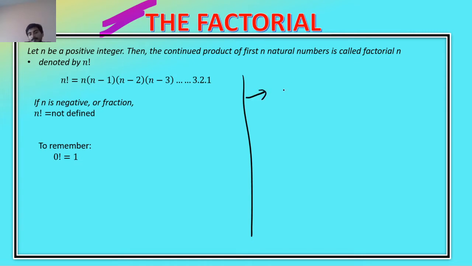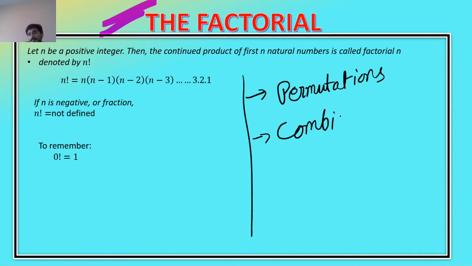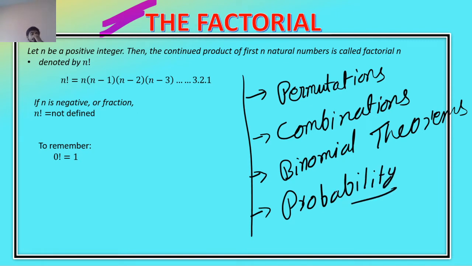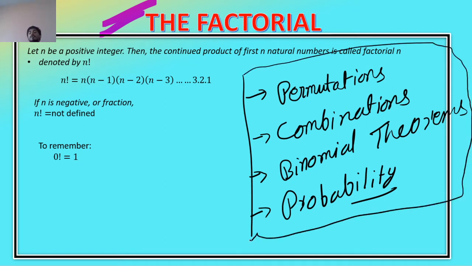After this, when you study permutations, you will be using this concept. You will also use it in combinations, then in binomial, and also in probability. So you can see that you need the factorial concept to understand all these topics. To understand permutation, combination, binomial theorem and probability, you must know factorial. Now we will start the topic of factorial.